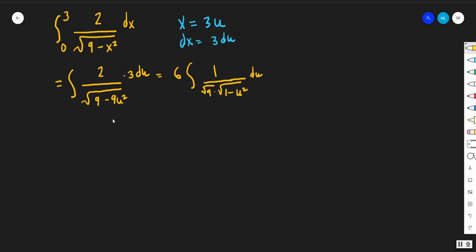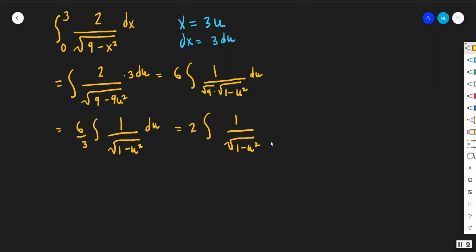du. Now, of course, whenever we reduce this even further, you're going to notice that that's going to be 6 divided by 3 multiplied by the integral of 1 over the square root of 1 minus u squared du, finally giving us that we have 2 times the integral of 1 over the square root of 1 minus u squared.